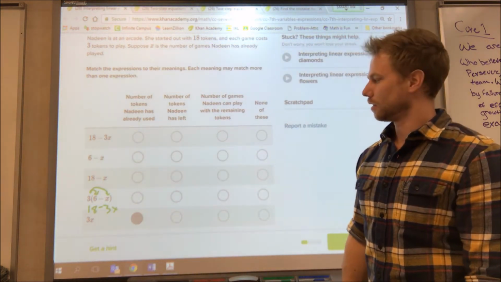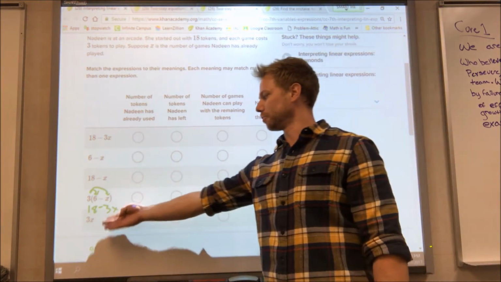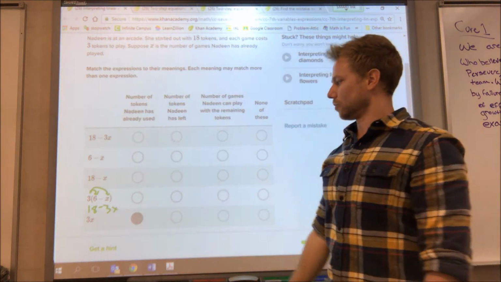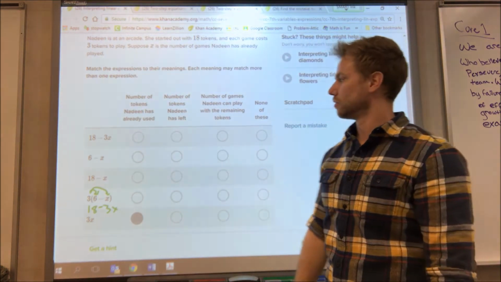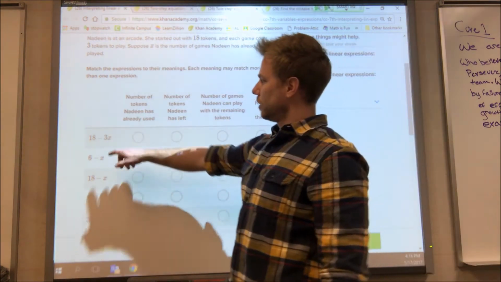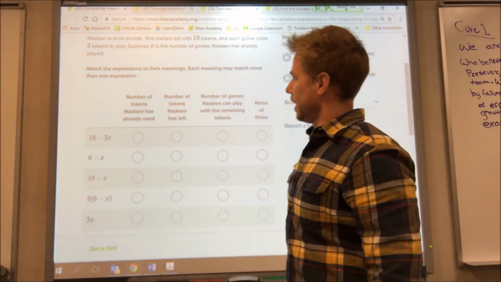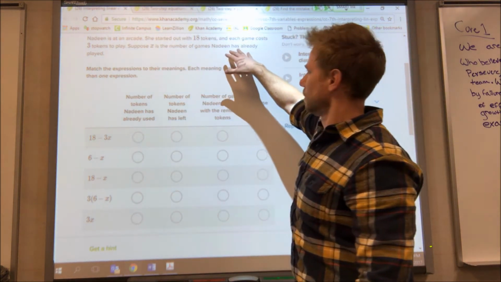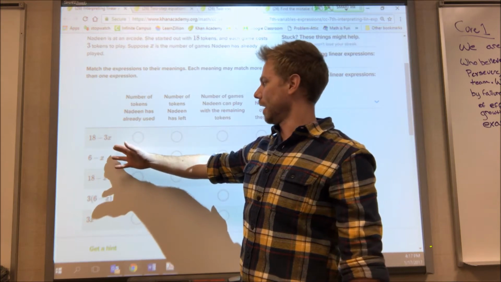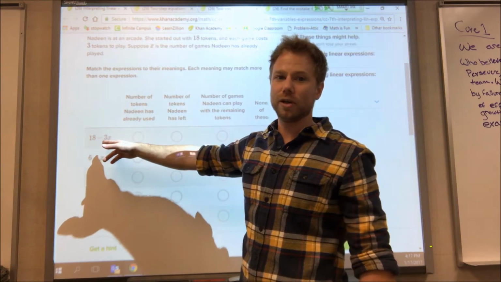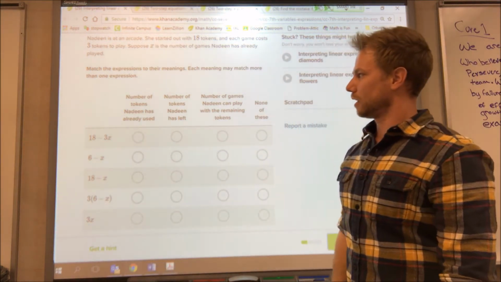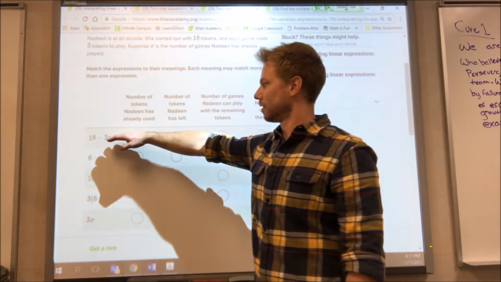So it's going to be the bottom one. If she played 4 games, you multiply that by 3, because it's 3 tokens per game, which makes a total of 12. That's how many tokens she's used. The number of tokens Nadine has left. So if we look at this one, 18 minus 3x, x is the number of games she's already played. So let's say she played 4 games. You multiply that by 3 to figure out how many tokens that is. Subtract that from 18 would tell you how many tokens she has left.